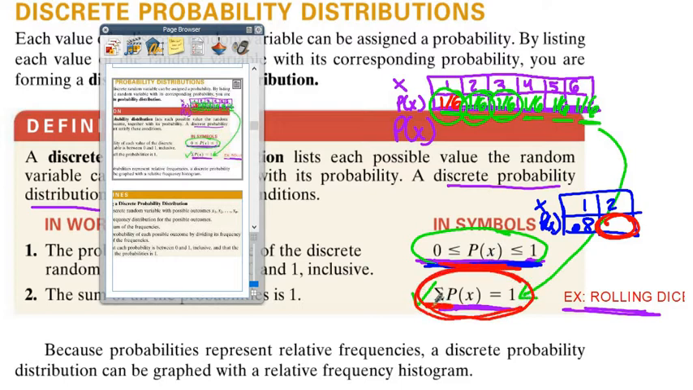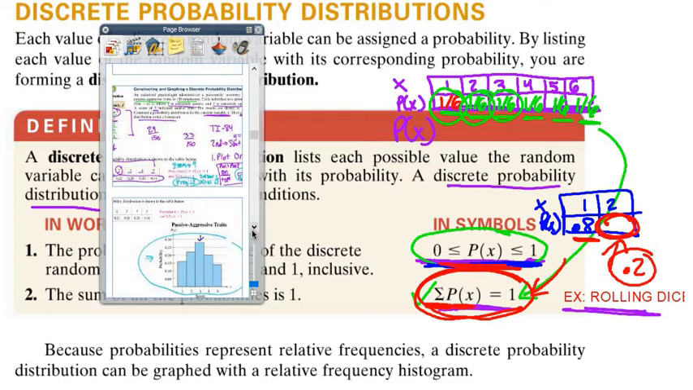That's what this means. Sigma means add up the probabilities. So if this one is 0.8, what would have to go right there to give us 1? And the answer is 0.2. So that's the kind of problem that we're going to be looking at right now.